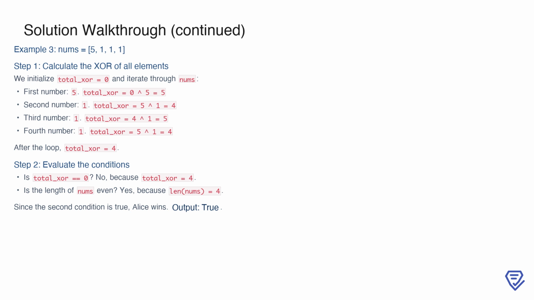Now, we evaluate the conditions. First, we check if total_XOR is 0. It's not, since total_XOR equals 4. Next, we check if the length of nums is even. The length is 4, which is even. Since the second condition is satisfied, Alice wins this game, and the output is true.